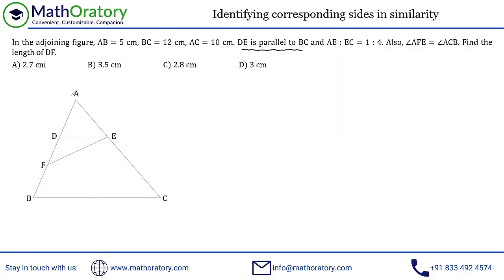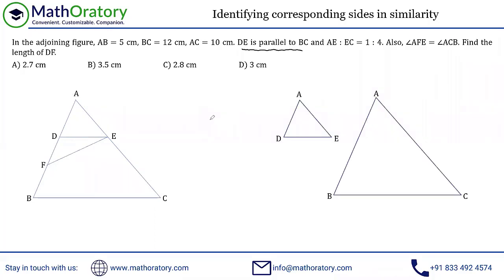So let me just take these two triangles outside. We definitely know that this ADE triangle is similar to the entire triangle, the ABC. This is very easy to identify, I hope. So let me just keep that as a note. So we have triangle ADE and triangle ABC. These two are similar. So I'm just writing the corresponding vertices together. What I mean by that is A and A are corresponding vertices, D and B are corresponding vertices, and E and C are corresponding vertices. So that is the correspondence.